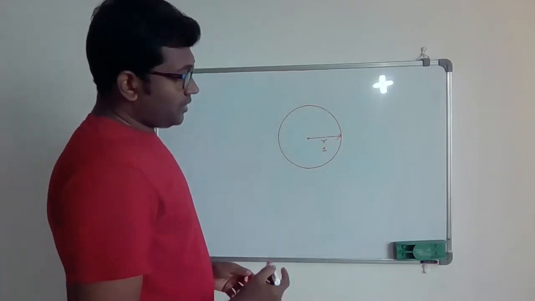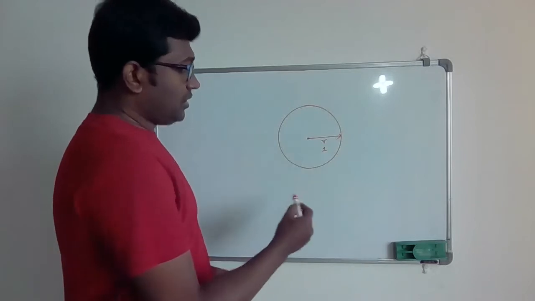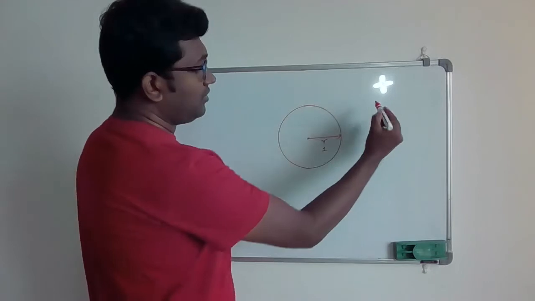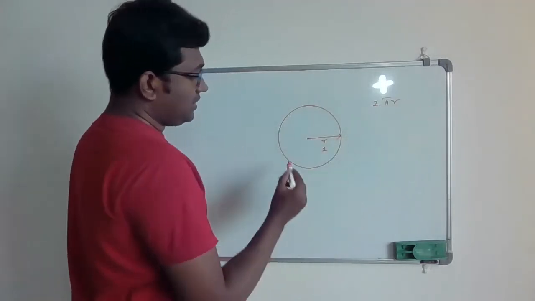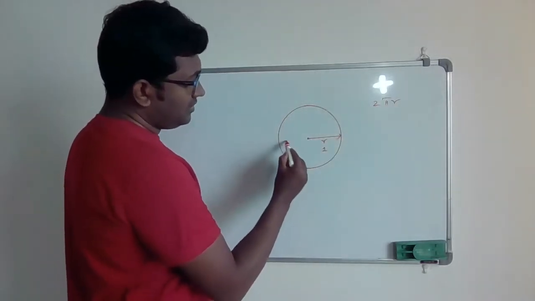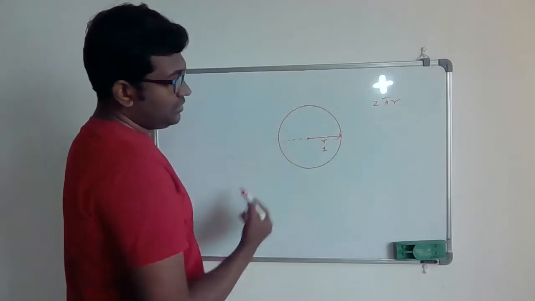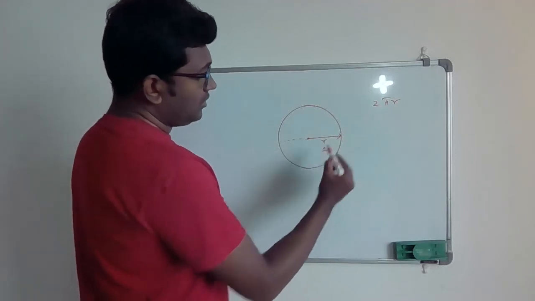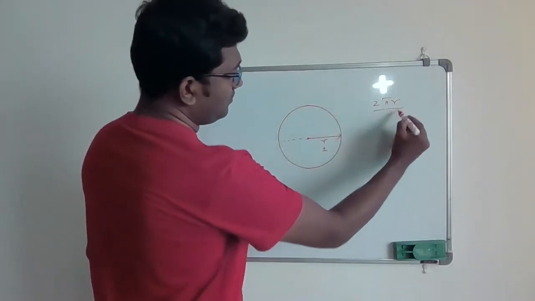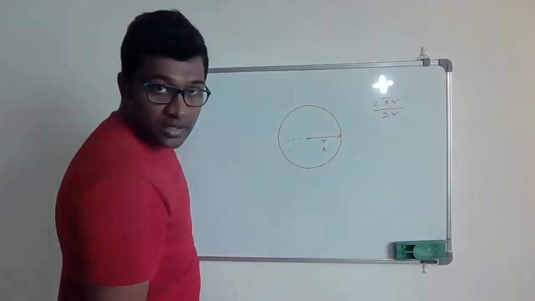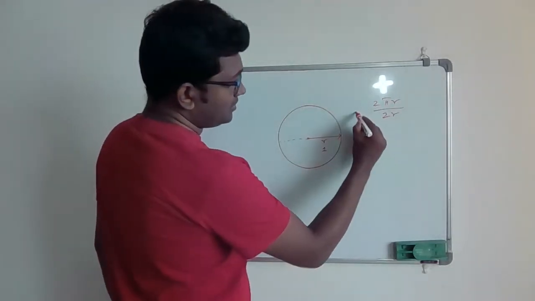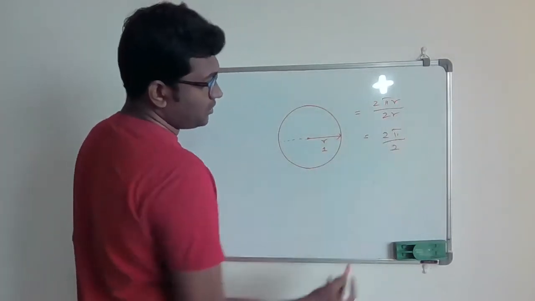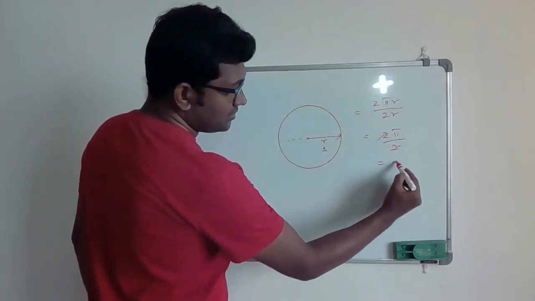There are a few things we should remember when it comes to a circle. One is the circumference of the circle, which has the formula 2 pi r, and the diameter of the circle is nothing but the length of the chord through the center, which is 2r. Now in our circle the radius is 1, so it becomes 2 pi divided by 2. These two get cancelled, so it becomes pi.